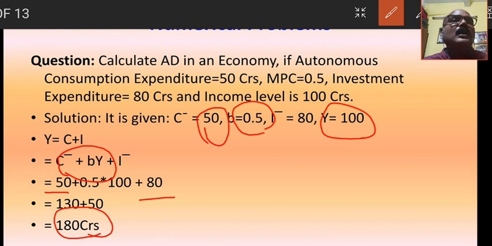Understood? So this type of problem may be asked in the CBSE examination. So this is about your aggregate demand, its components and aggregate supply. And next we will read about what is consumption function, what is APC, what is MPC. Okay. So I hope you understand the topic.